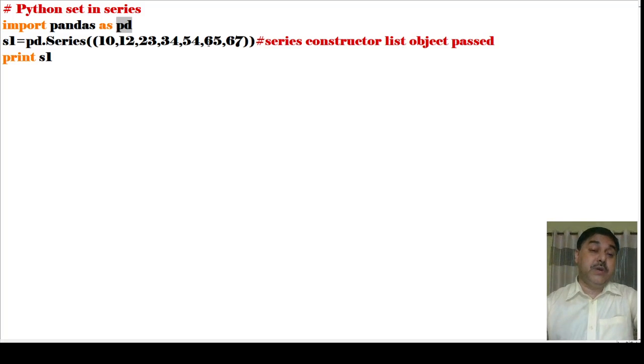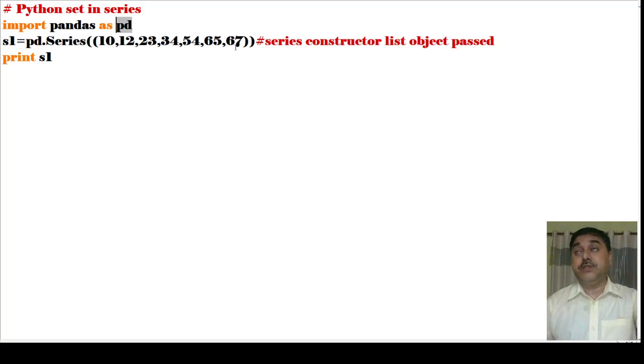Previously that was an empty series, and here you can see I have passed some object values, randomly written like 10, 12, 23, 34, 54, 65, 67. How have I written it? I opened the first bracket, then I opened another bracket, and inside that bracket I have given the values 10, 12, 23, 34, 54, 65, 67. So this is the Series constructor. It is a list object that we are passing through it.